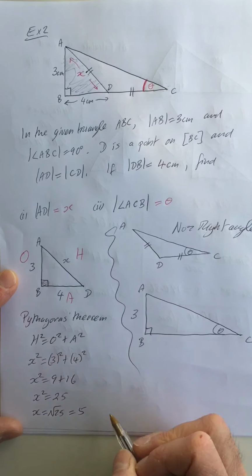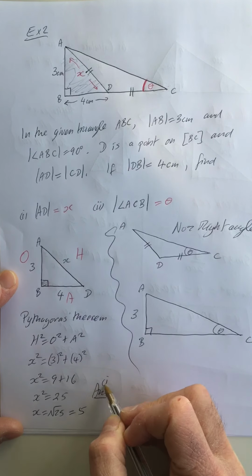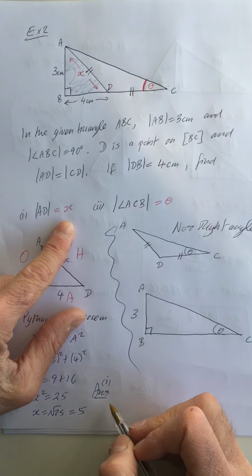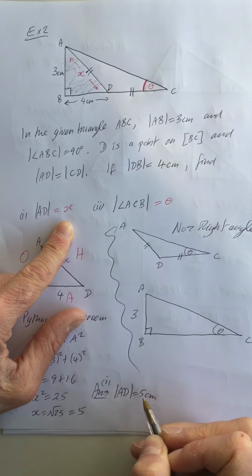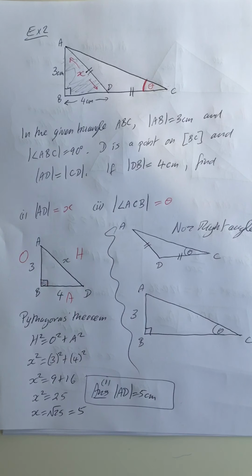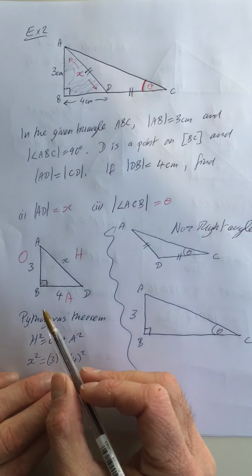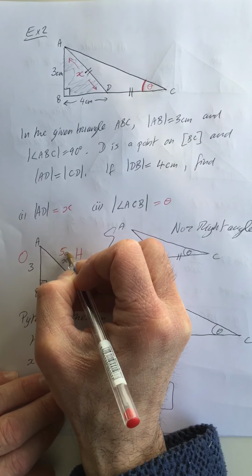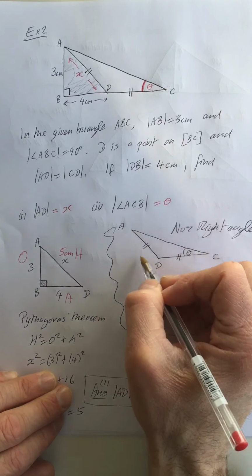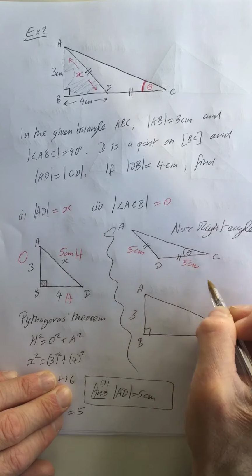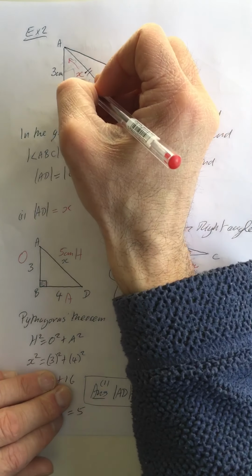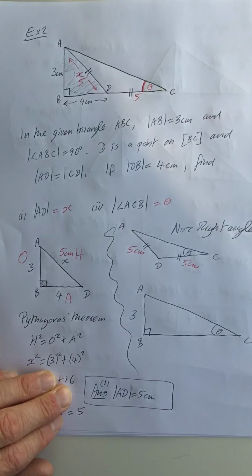So I've just worked out my first answer, by the way. Answer part 1 is, now x, I called it x, but the actual answer is A to D. A to D is 5 centimeters. Notice I put the units in as well. There's one of my answers. Now, we always update our pictures. So, in this one here, this is 5 centimeters now. In this picture, this is 5 centimeters. And by the way, this would be 5 centimeters. So this is 5 and this is 5.